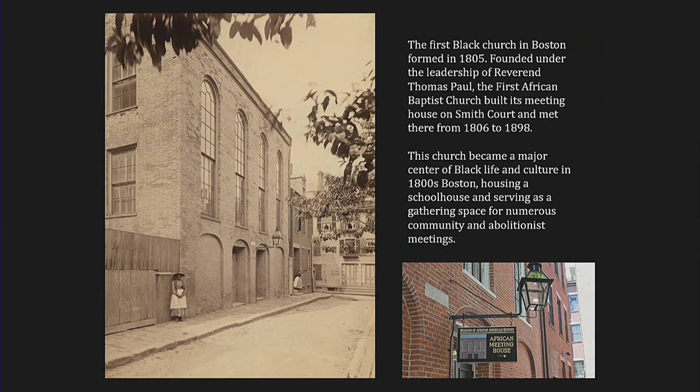But this was something that was designed by Asher Benjamin, one of the foremost architects, not just in Boston, but in New England. The church became a major center of black life and culture in the 1800s Boston, housing a schoolhouse. Boston had segregated schools at that time, and serving as a gathering place for numerous community and abolitionist meetings. So in this instance, the meeting house was an important part of the community, and people would live there. We would actually see wealthy, free blacks, middle class, and even working class.